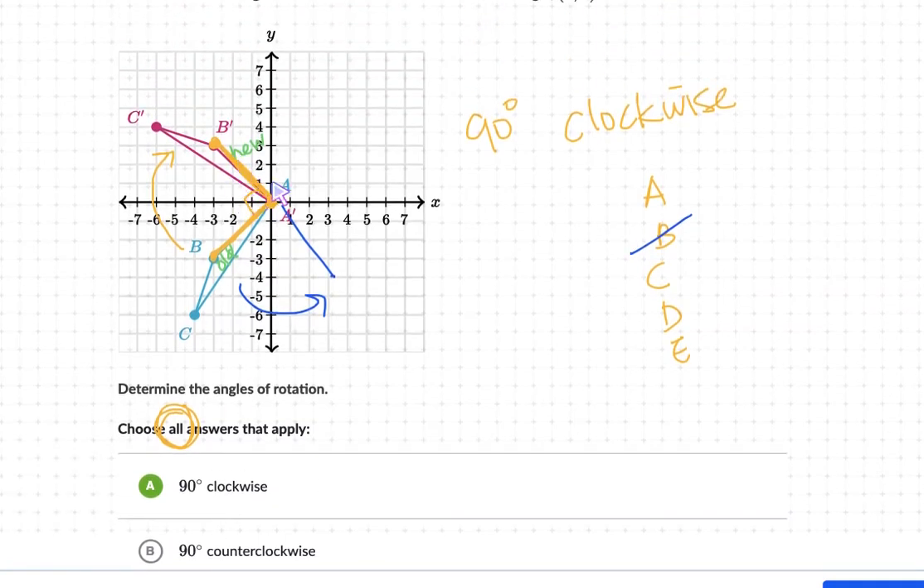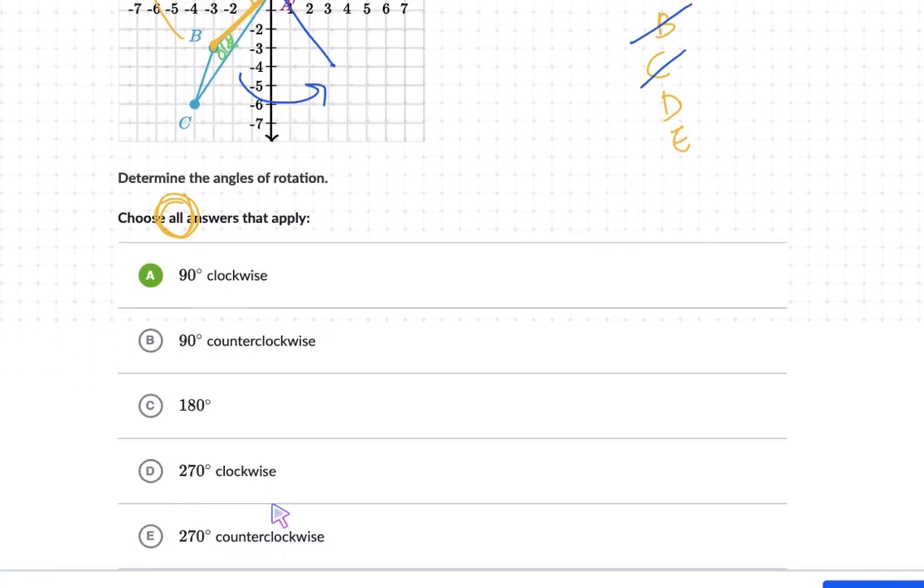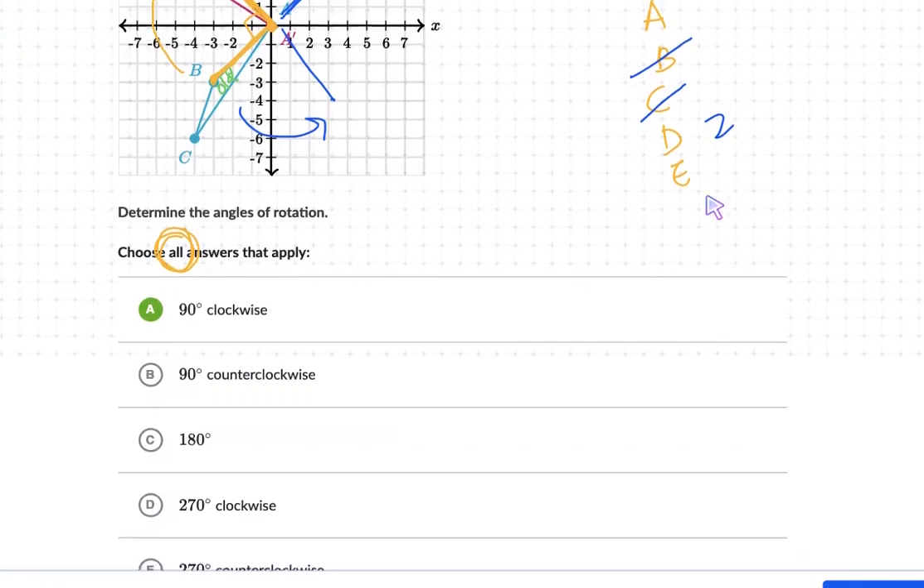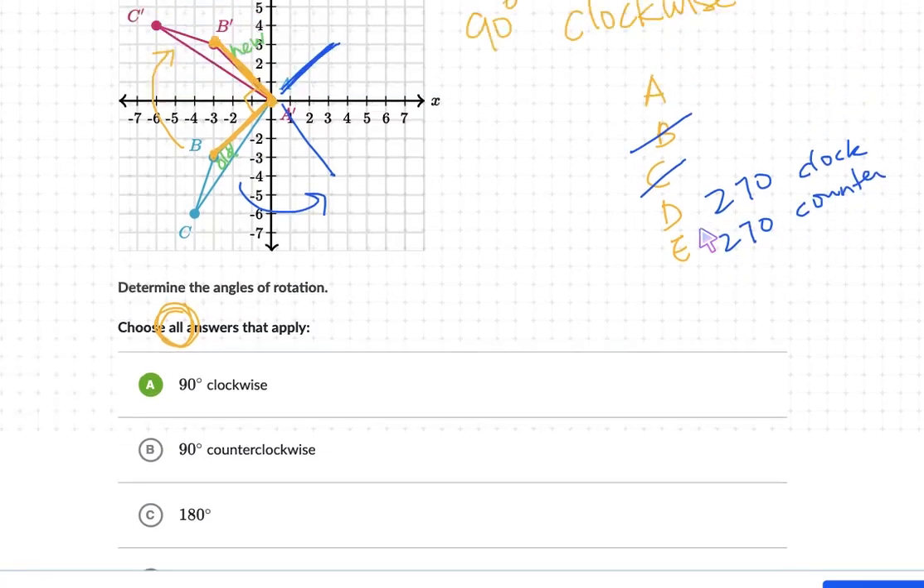180 degrees would be another L, so it would end up over here. So that one's out as well. That's too far out. And then the 90 degrees counterclockwise is in the wrong direction. So now I'm left with 270 degrees clockwise and then 270 degrees counterclockwise. So let me go ahead and put that up here, and let me test that out.